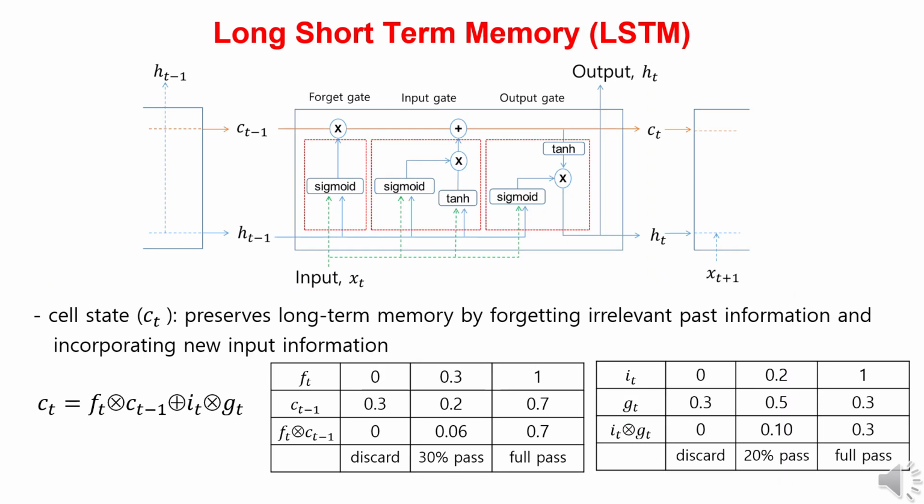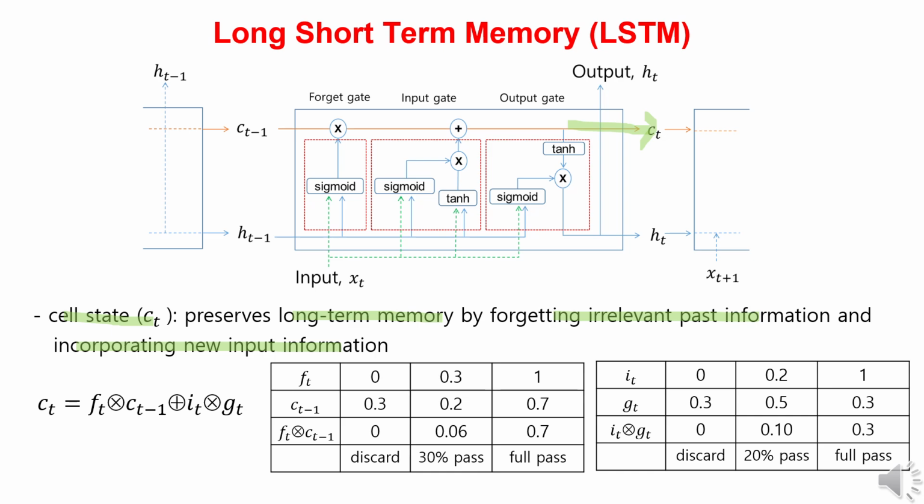The cell state is the core structure in an LSTM that maintains long-term memory. It gets updated by first removing unnecessary information from the previous cell state through the forget gate, and then adding new information extracted from the current input via the input gate.